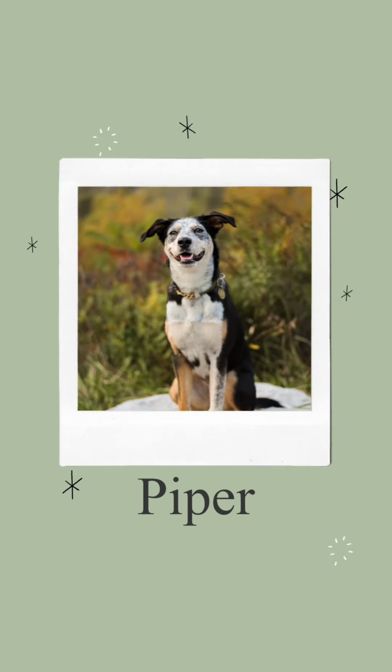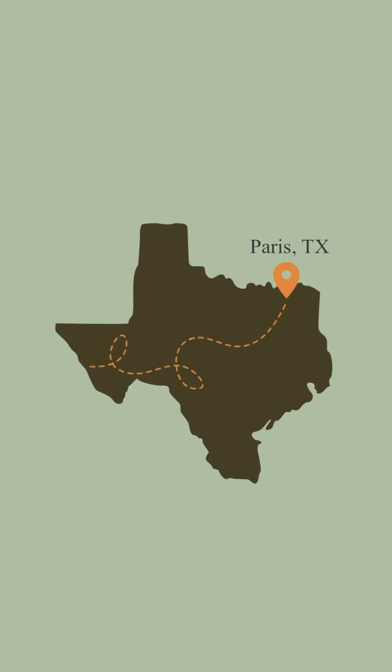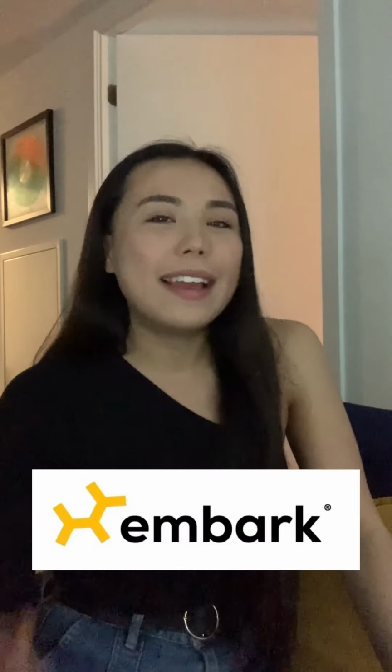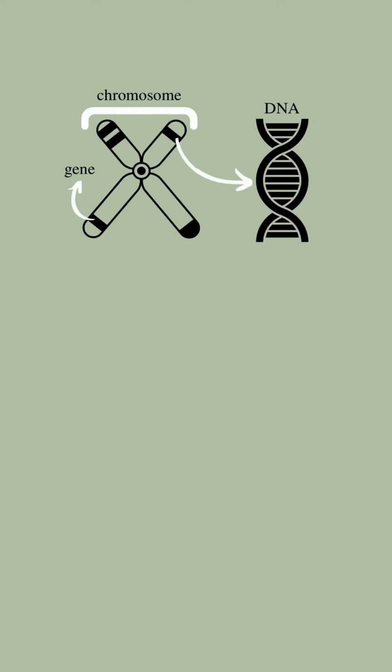This is Piper, a rescue dog I adopted from Paris, Texas. Piper recently got DNA tested by a cool company called Embark, and if you're anything like me, you're going to want to know what's the science behind it. Let's begin by discussing genes, chromosomes, and DNA.